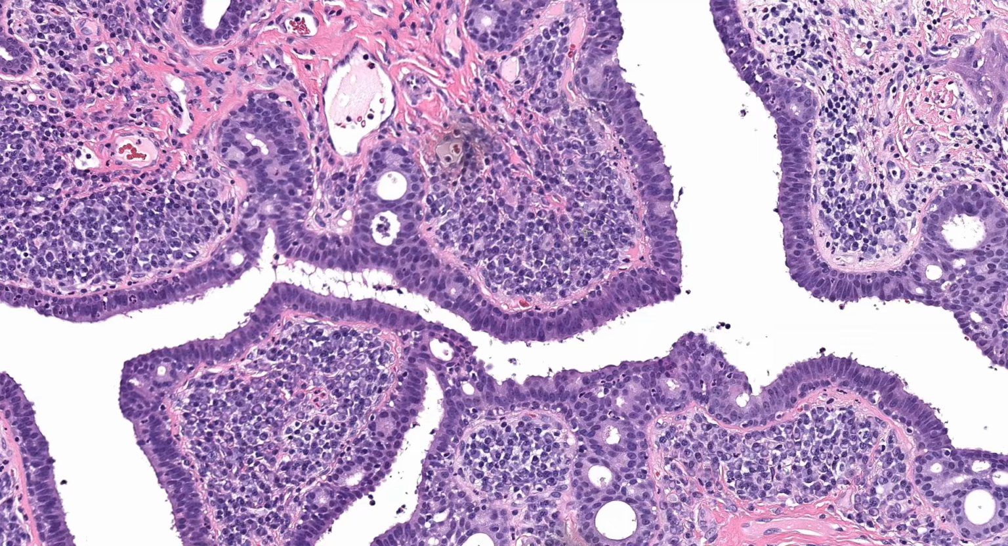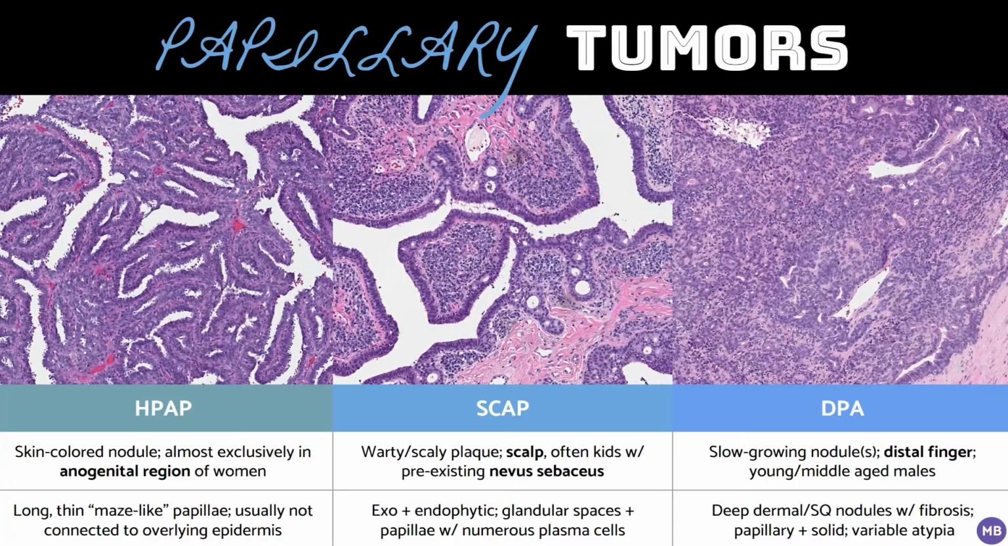So this is an example of syringocystadenoma papilliferum, or SCAP, which is what I'll be calling it for the rest of this video. SCAP is a benign sweat gland tumor that commonly arises on the scalp. It is also the most common adnexal tumor to arise from nevus sebaceous, which, as you recall from my first video, is a hamartomatous lesion that commonly arises on the scalp in infants and becomes papillomatous and greasy at puberty. Key features of SCAP include an exophytic and endophytic component, papillae lined by a double layer of sweat gland epithelium, and fibrovascular cores with abundant plasma cells.